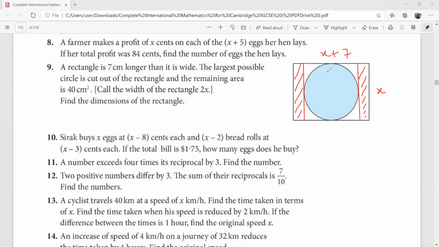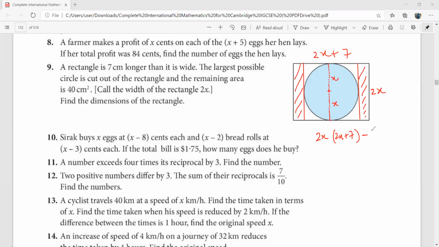Okay. Now he has given us a clue here. Call the width of the rectangle as 2x. Why has he given us a clue that you take this as 2x? Yes, because he wants us to assume that the radius is x, okay? And this one is x over here. So this makes your question a bit easier. Though we could still solve this by taking this as x, okay? So right now, the area of the rectangle is 2x times 2x plus 7.